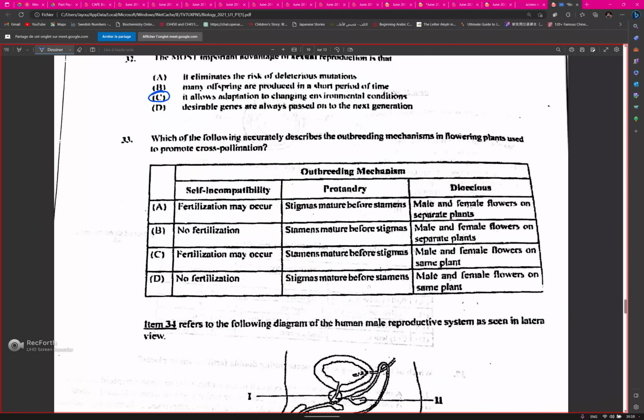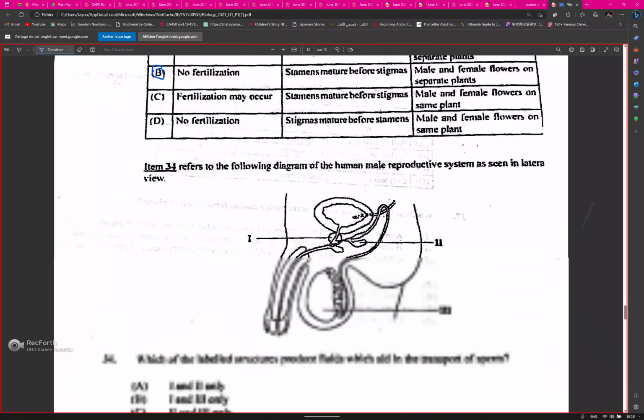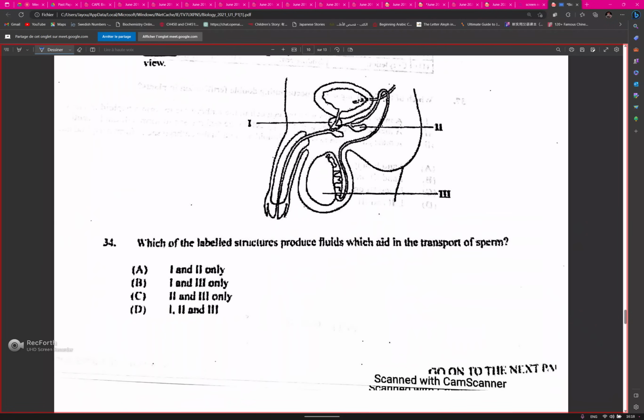Alright, let me just allow this person to enter. Okay, let's go. Which of the following accurately describes outbreeding mechanisms in flowering plants used to promote cross-pollination? Sir, B. So, self-incompatibility, no fertilization. Protandry says that the stamen matures before the stigma, that is protandry. And dioecious means that the male and female flowers are on separate plants. Makes sense. B.